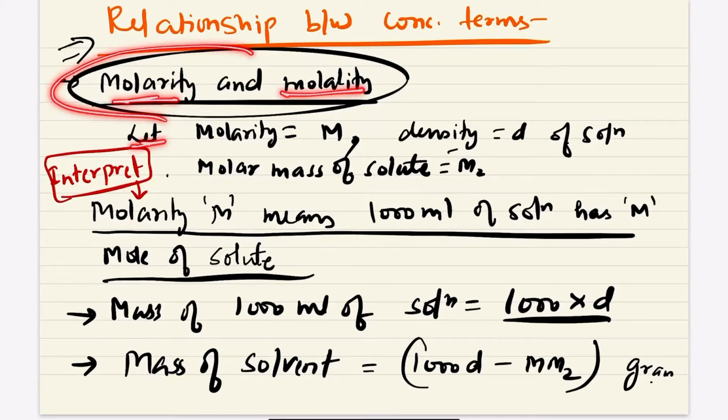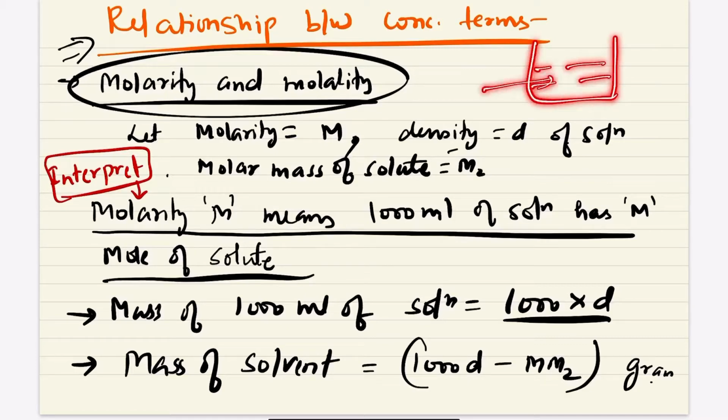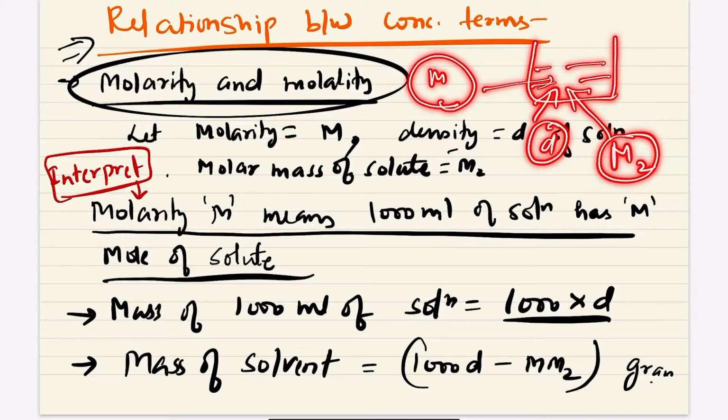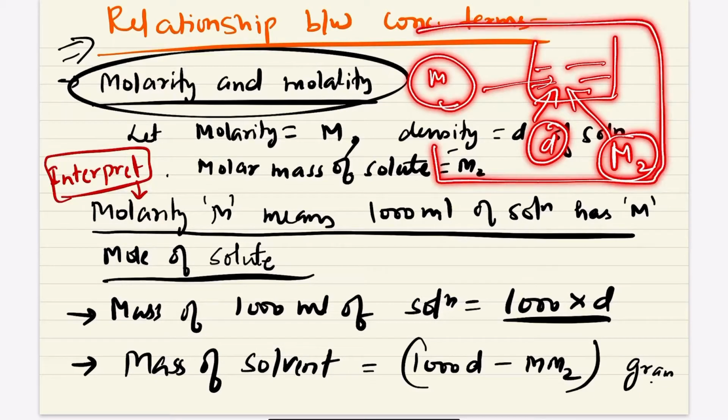Let us take the molarity of the solution, designated by capital M. This is the value given for the molarity, and the solution whose molarity is M has density D. The solute present in it has molar mass M2. These are assumptions, the values which are given to you initially.